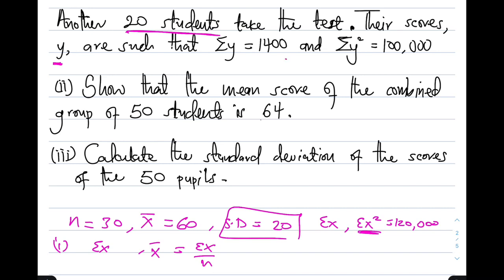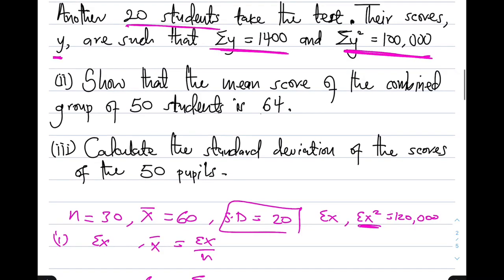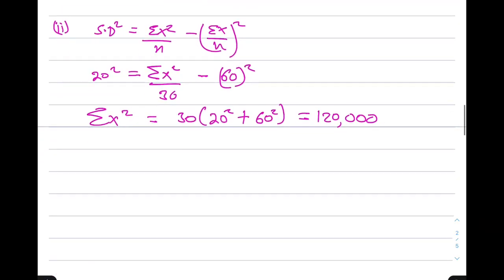Now they said that the total sum of their scores is 1,400, and then sigma y square is 100,000. Okay, so let's write this. We know ny is now 20, and then the other information from the question, we can put it down and then work with it. So now let's put those things down.